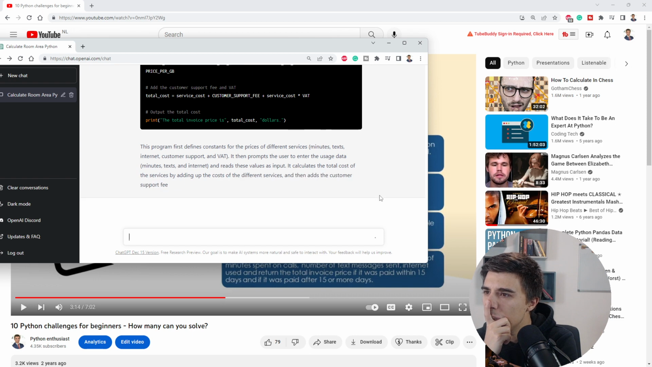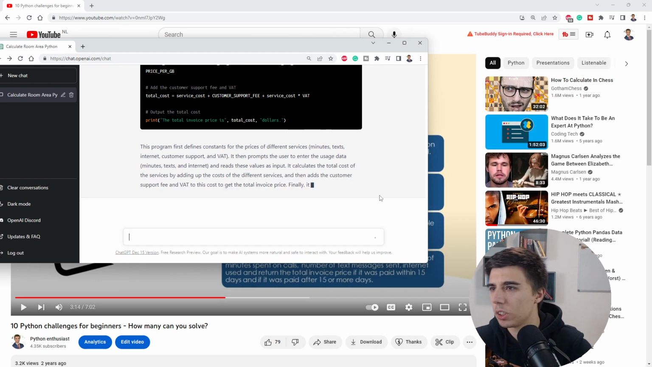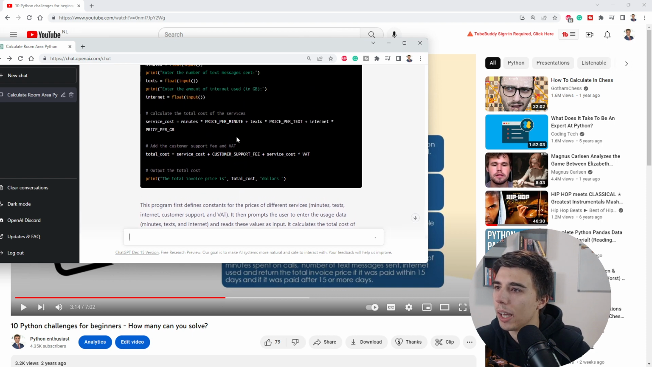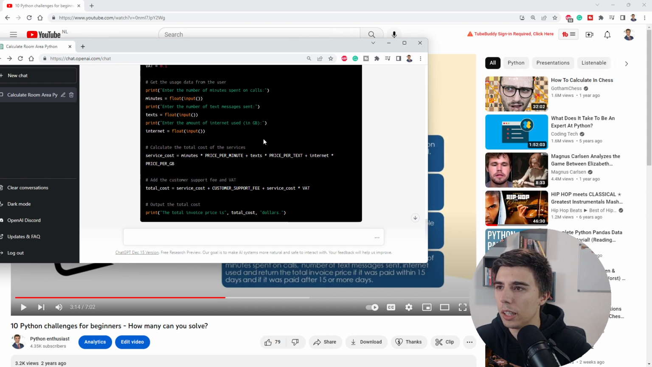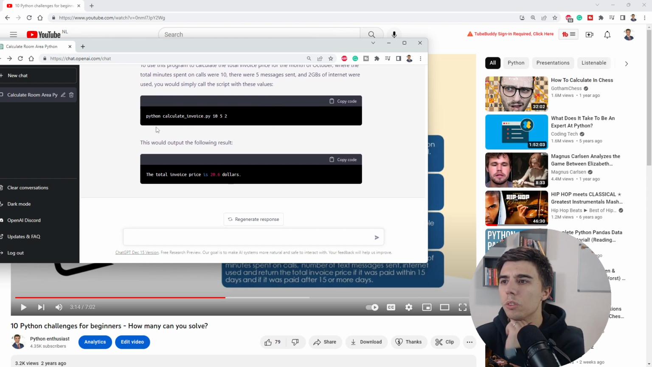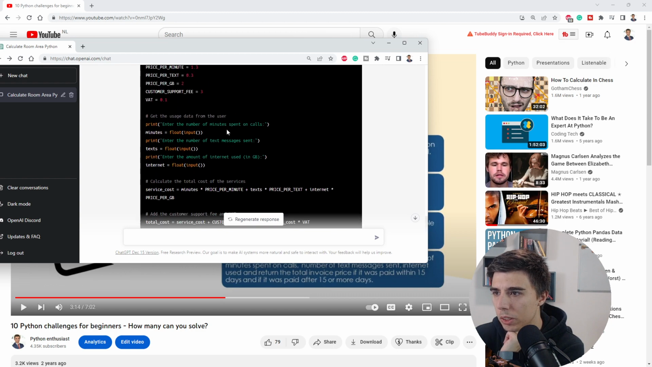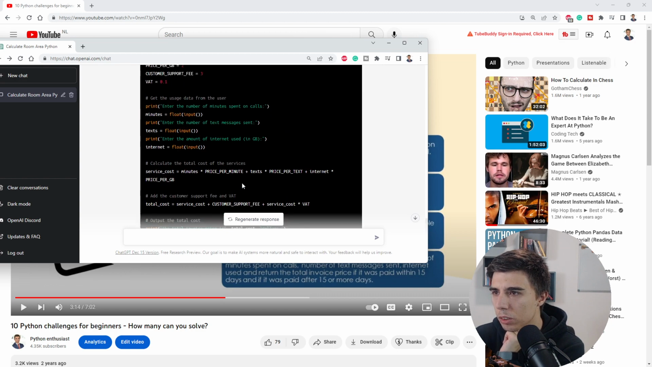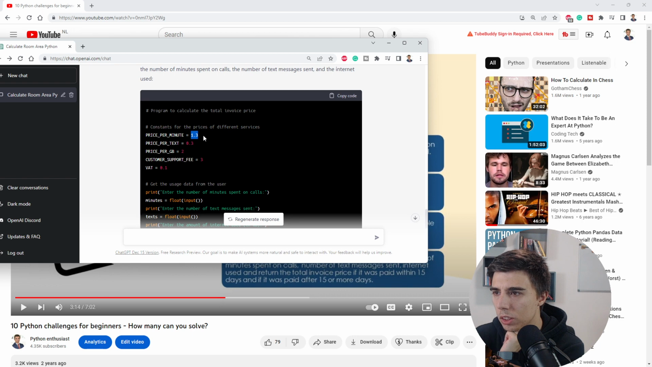So it actually almost gets it right, as it doesn't calculate VAT on top of the customer support fee. So basically, the service cost plus the service cost times VAT, that's the total cost and VAT. The customer support fee isn't included. But other than that, it looks very nice. So 20.6, is this correct given what we had? Because what we had was 10, 10, 5, and 2, right? So that should be 13.